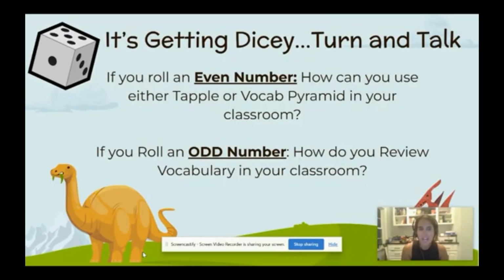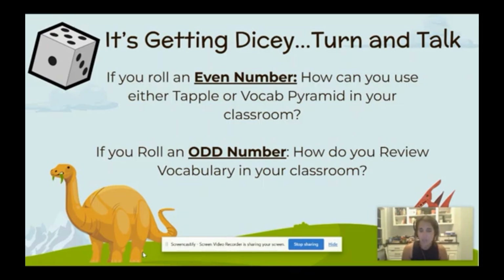All right, if we were in class, we would get a second for a little turn and talk. So if you roll a dice, if you get an even number, how can you use either Tabble or vocab pyramid in your classroom? If you roll an odd number, how do you review vocabulary in your classroom? Do you have a strategy that you want to share? I would love to hear some great ways that you're reviewing vocabulary in your classroom. So I would give us some time to do that.